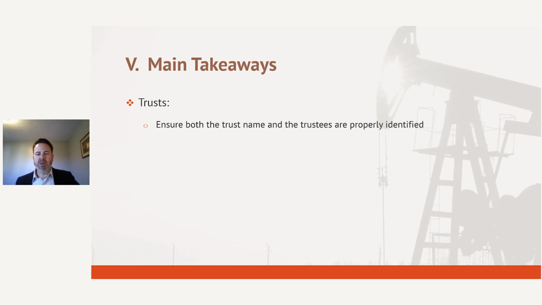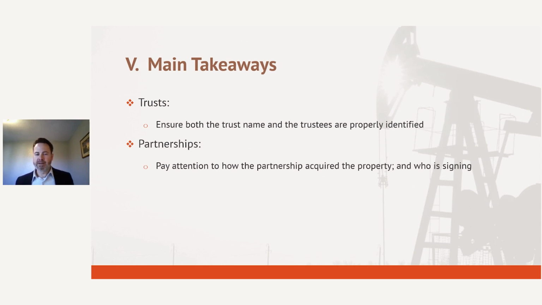For trusts, make sure that both the trust and the trustee are identified in the record. Failure to do so may result in the interest being owned not in trust but instead by the individual owner. Additionally, if there's been a change in the identity of the trustees, simply note that as an adjective when identifying the trustees in the next conveyance, for example, a successor trustee or surviving co-trustee, that kind of thing.